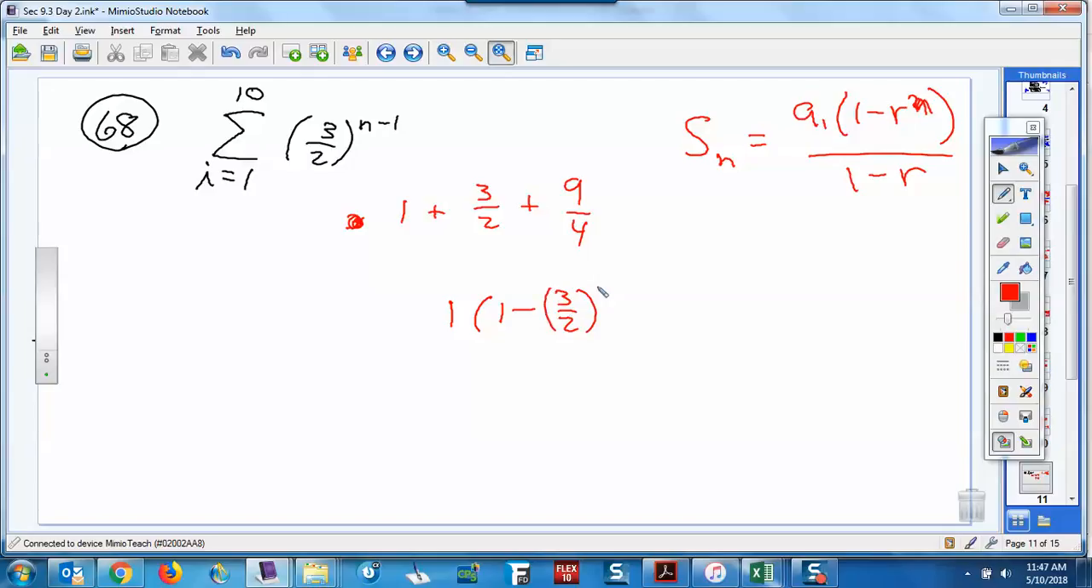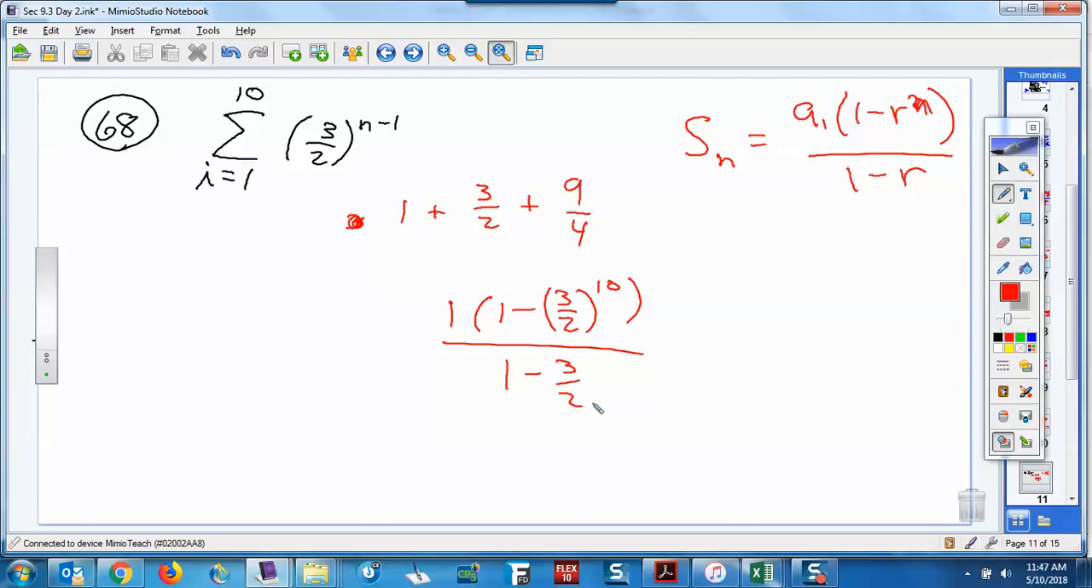How many terms are there? 10. I got that right? First term is 1, isn't it? That's the key, right? Really, that's about all you need.